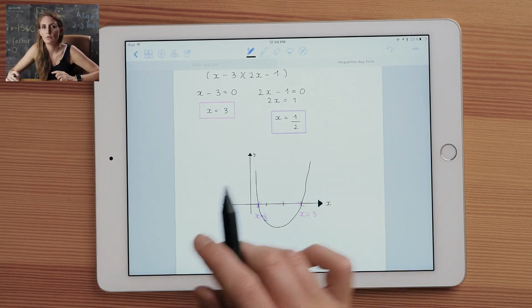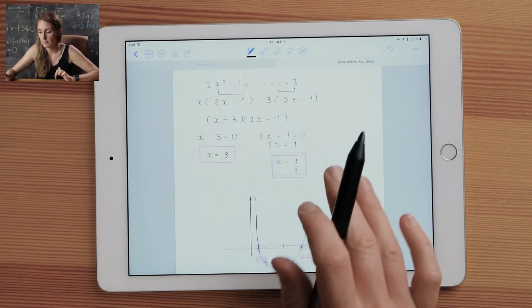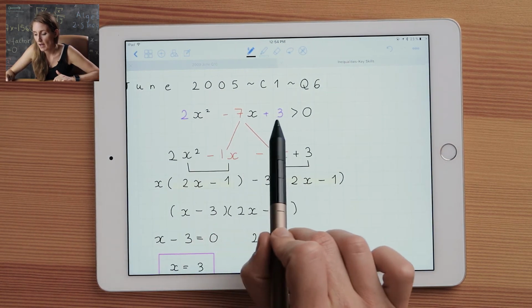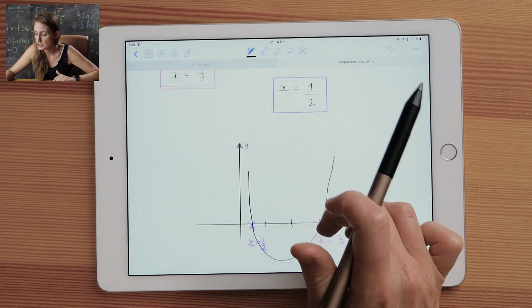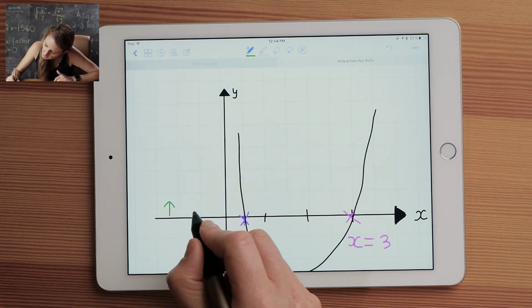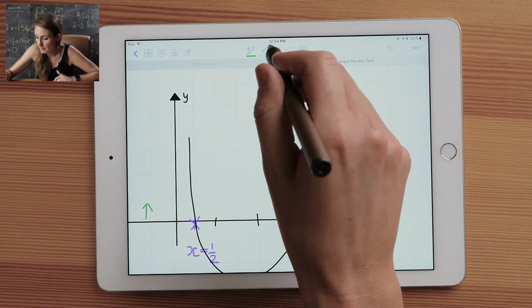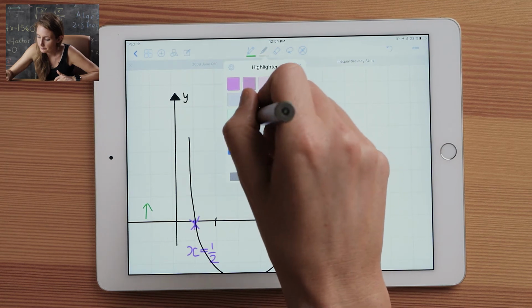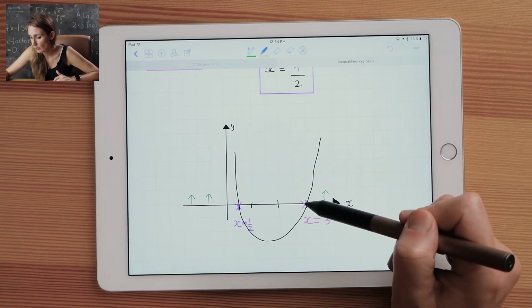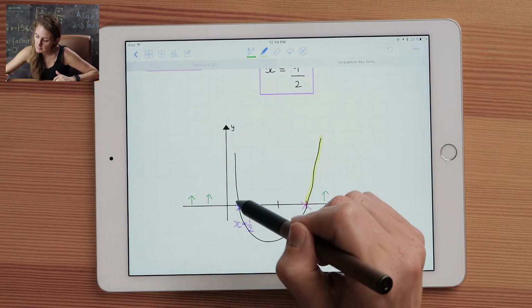We need to now know, do we shade above the x-axis or below the x-axis? Now, if you remember, that all depends on this sign here. If we have bigger than 0, we need to shade above the x-axis. So I need to shade here and here. So I'm going to take a different color, and I'm going to shade the two places where my graph goes above the x-axis.